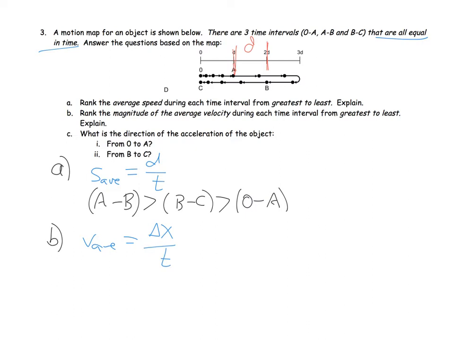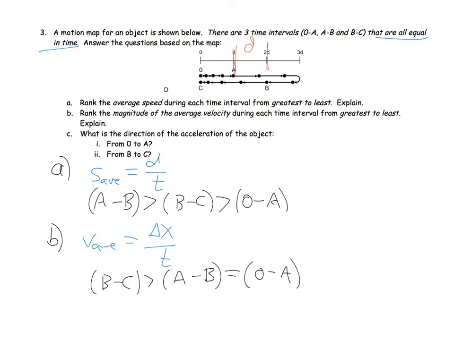So if we're ranking from greatest to least, in this case, B to C is actually the greatest because it has a displacement of 2D. Okay, and that's going to be greater than A to B, which has a displacement here of D from here to here, which is going to be equal to that initial displacement, 0 to A. All right. So again, I am ranking the average velocity, but I'm thinking about displacement because that's what's ultimately going to determine that.